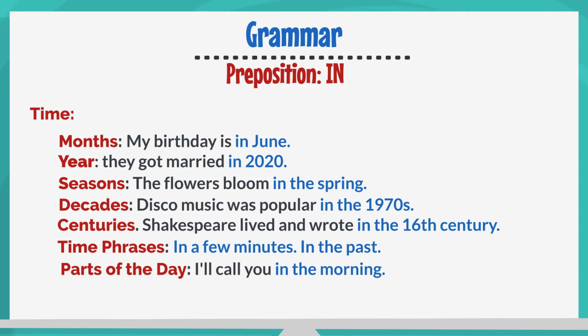In is used for months and years. For example, my birthday is in June. They got married in 2020. The flowers bloom in the spring. Disco music was popular in the 1970s. Shakespeare lived and wrote in the 16th century.